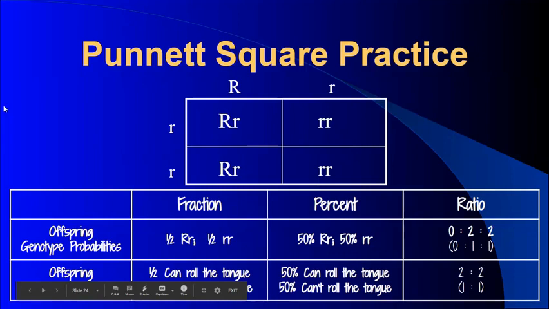Here, this is showing the 3 different ways of showing probabilities from these results. You can see how we would record fraction probabilities, how we would record percentage probabilities, and how we would record ratio probabilities.